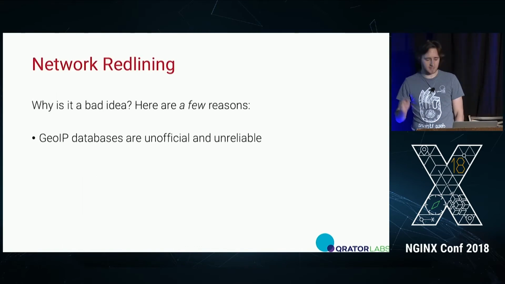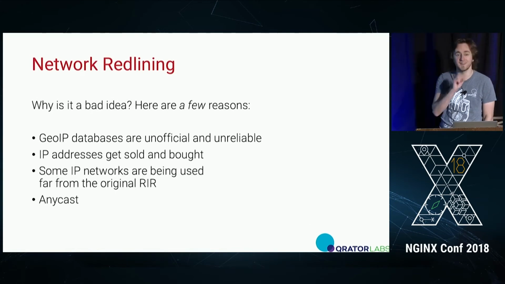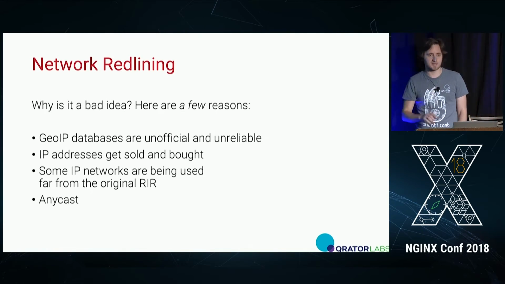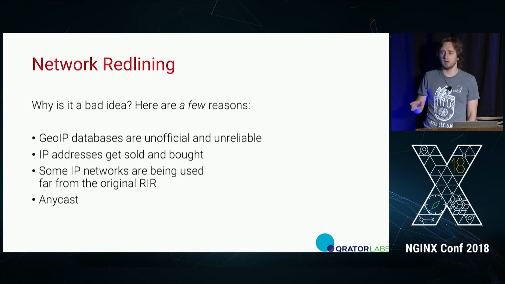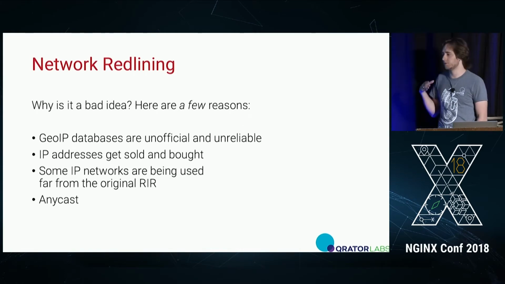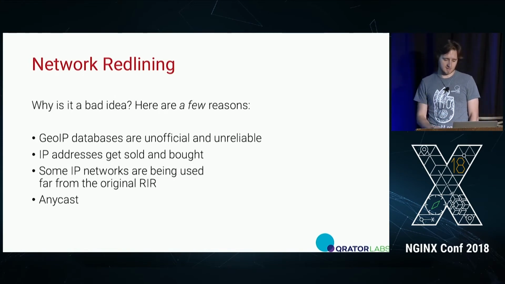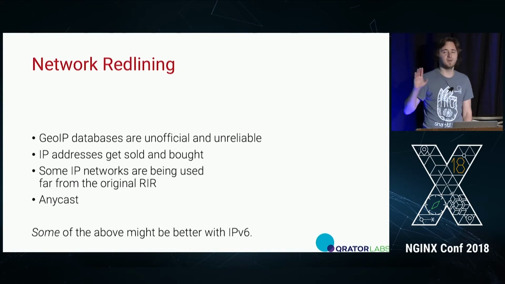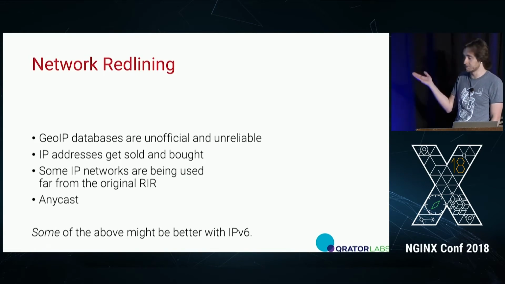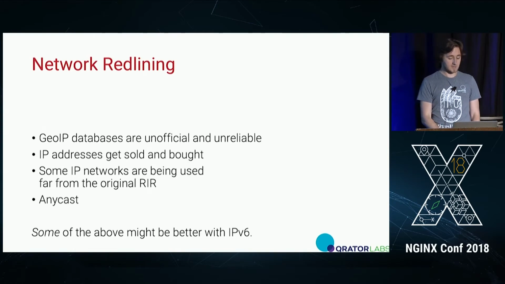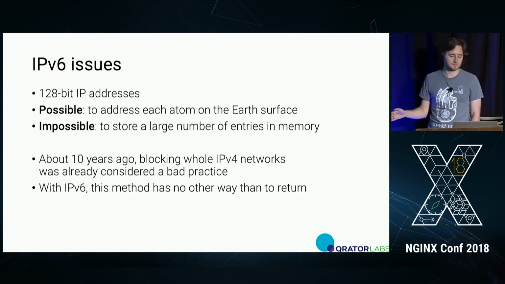But not only are databases unreliable for that particular task, because for statistics they are good. IPv4 addresses get sold and bought, and some IP networks are being used very far from the original internet registry, like networks assigned to APNIC for a Malaysian company, but used in Europe. And also Anycast. Some of the above might be better with IPv6, because IPv6 addresses won't get bought by anyone. There's plenty of them. But IPv6 adds its own problems.